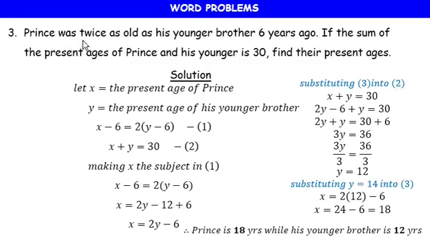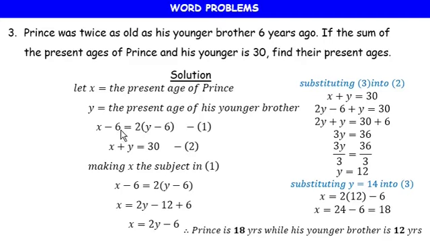It says Prince was twice as old as his brother 6 years ago. So when you compare Prince's age 6 years ago to his younger brother's age 6 years ago, Prince's age will be twice his younger brother's age. This is Prince's age 6 years ago, x minus 6. So his age is equal to twice his younger brother's age, as the sentence clearly states here.